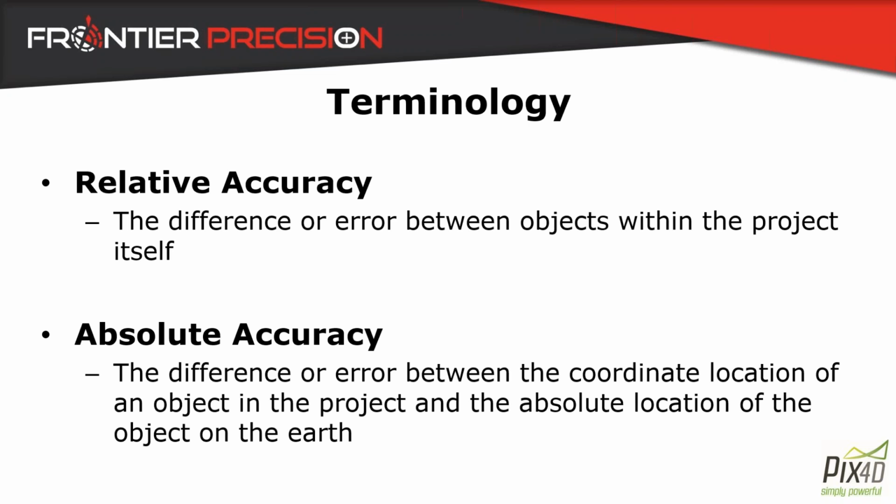The next one is absolute accuracy, so this kind of takes it one step further. It's going to be the difference or error between the coordinate location of an object in the project and where it actually lies on the ground. So how accurately the project and its objects are placed in the real world per survey control or whatever we said is going to be our absolute accuracy.